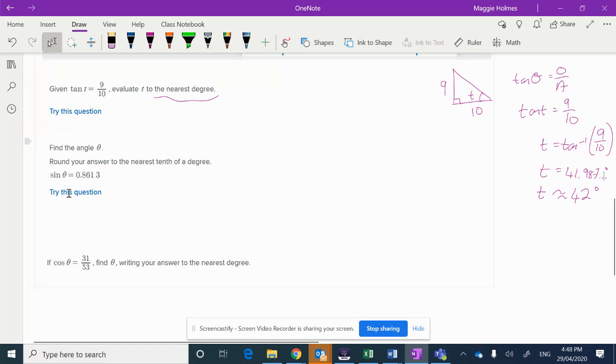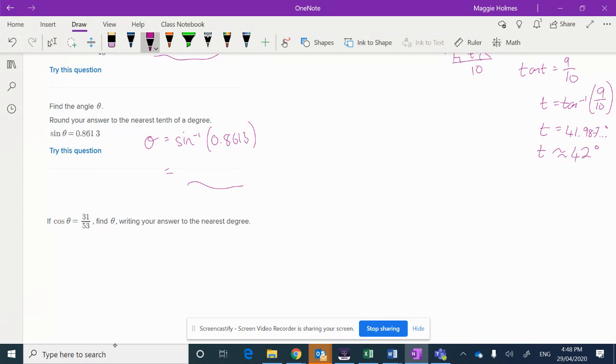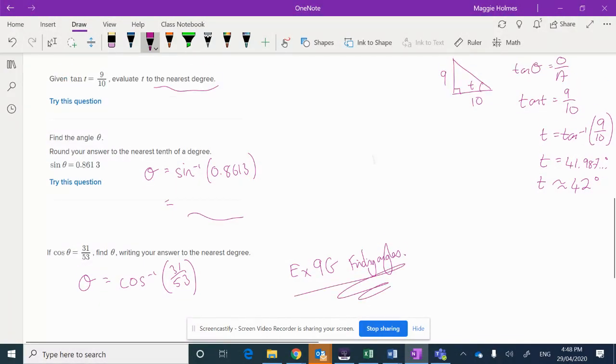All right, and it's the same deal for all of these. You're not given the triangle. You are at this point in your working. So you are right at the point where you're going to do inverse. So theta is inverse sine of 0.8613. You put that in your calculator and you get whatever it is that you get. I don't think you need me to go through that bit. And the same for cos here. So theta is cos inverse of 31 over 53. I believe this is exercise 9G, finding angles. Correct me if I'm wrong, but if you need to practice those, exercise 9G.